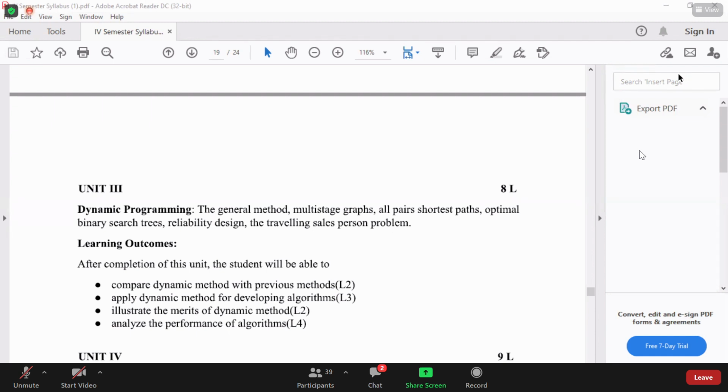Next is optimal binary search tree, and the next ones are reliability design and the traveling salesman problem. So how many problems do we have? 1, 2, 3, 4, and 5. In total we have 5 problems in this module number 3. Module number 2 also has 5 problems, and module 3 also has 5 problems. The approaches are different. That's it.